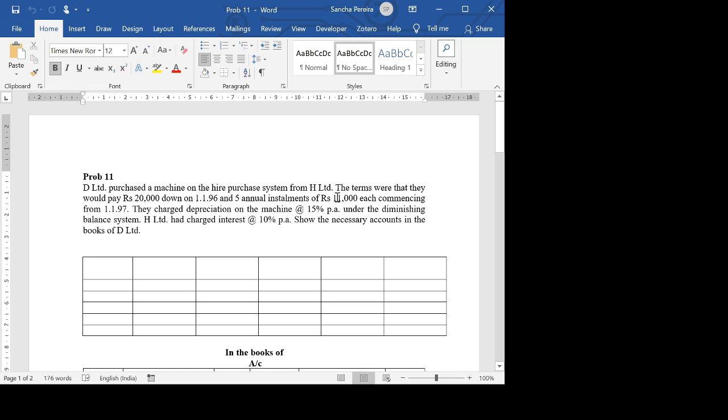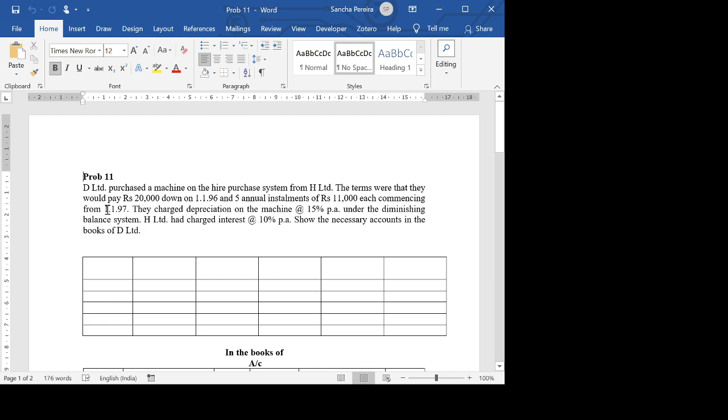D Limited purchased a machine on the hire purchase system from H Limited. The terms were that they would pay Rs 20,000 down, that is the down payment, on 1st January 1996 and 5 annual installments of Rs 11,000 each commencing from 1st January 1997.